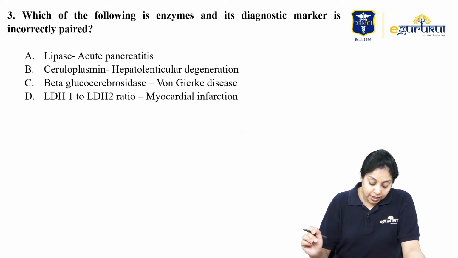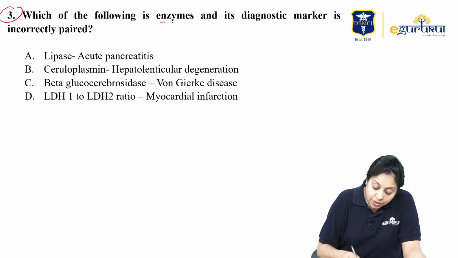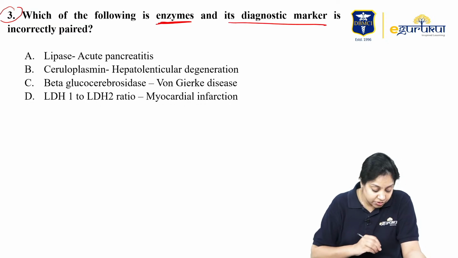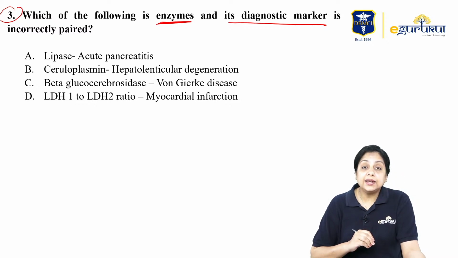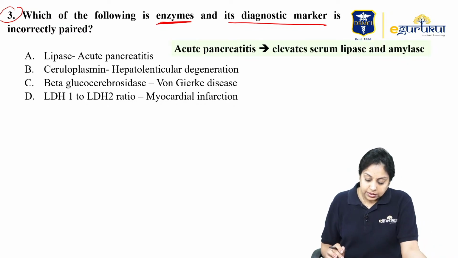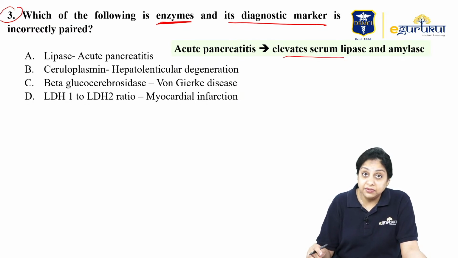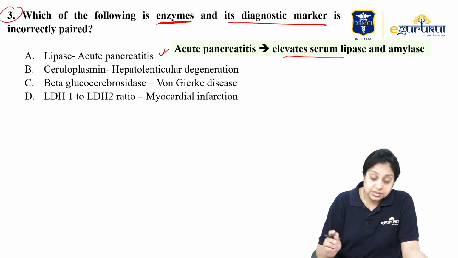Let's move further. Question number 3. Which of the following enzymes and its diagnostic marker is incorrectly paired? We have to find the incorrect pair. Lipase, acute pancreatitis is choice A. Right? In acute pancreatitis, what do we see? The serum lipase and amylase levels are elevated. So this is a correct pair actually.